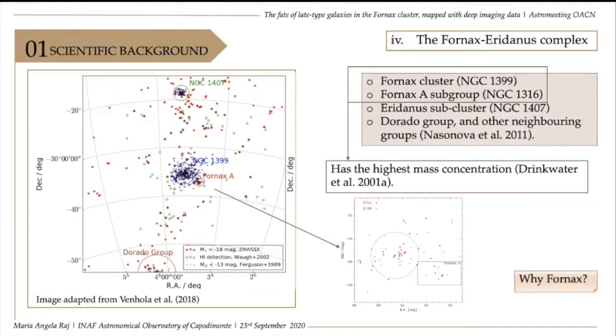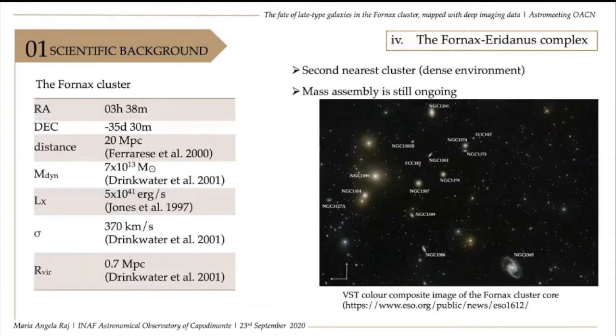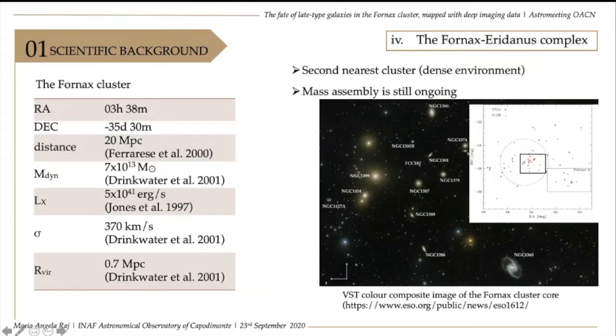So why Fornax? It's the second nearest cluster with mass assembly still ongoing. Here is an image to help with visualization of this cluster. It's one part of the cluster core here. There are many early type galaxies. There are some famous late type galaxies like NGC 1365.